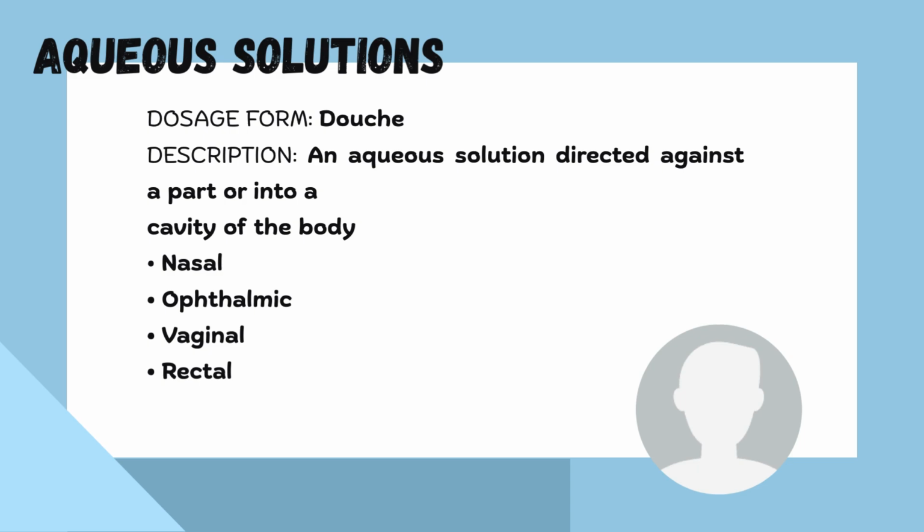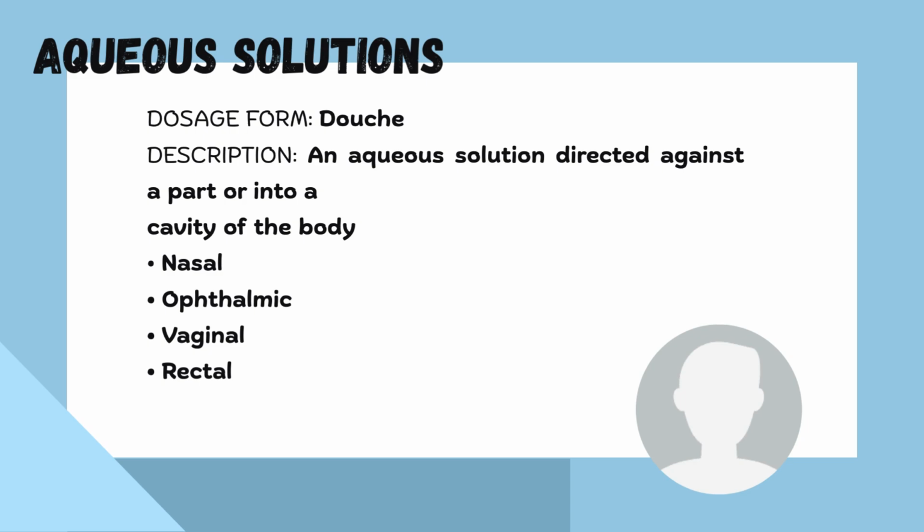Types of douche, depending on the area of the body where it is used. We have several types, like first, nasal douche, used to clean or irrigate the nasal passages. Example, normal saline nasal wash. Again, normal saline nasal wash helps relieve nasal congestion or remove mucus.